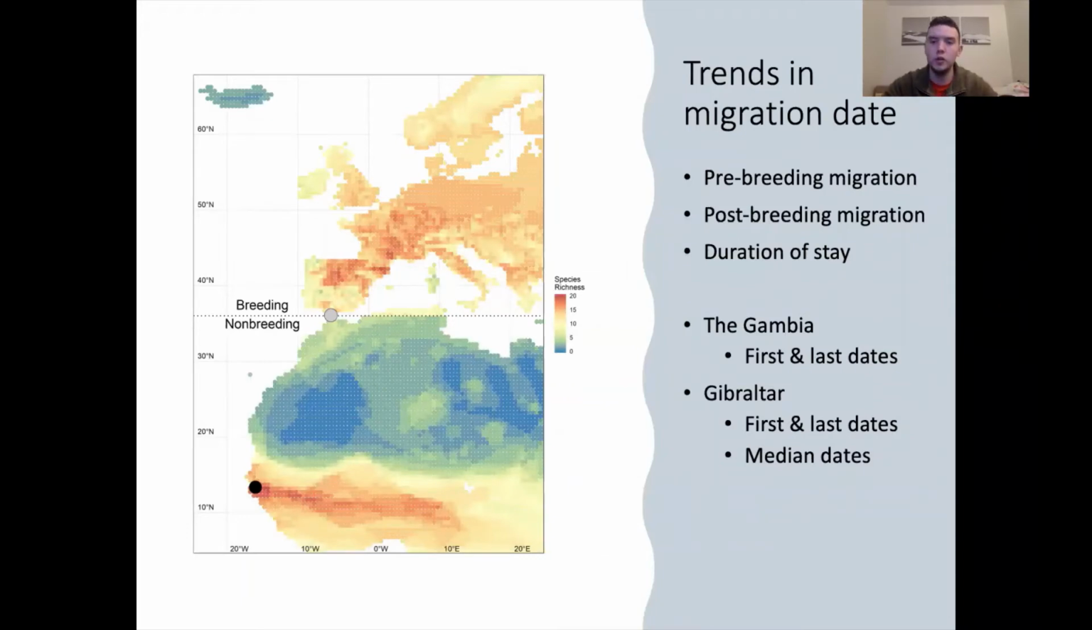And to do this, we used first and last dates from both the Gambia and Gibraltar, and we also considered median dates for Gibraltar, and that was to give us a bit more of a rounded view on the entire population. If we just consider first and last dates, it gives us an idea of what's going on, but those might just be very extreme individuals, and therefore to give us a more sound view of the entire population, we used median dates at Gibraltar. Unfortunately, those weren't available in the Gambia, so we assessed whether the trends were similar in each area to give us an idea of whether we could extrapolate the results from the Gambia to Gibraltar.